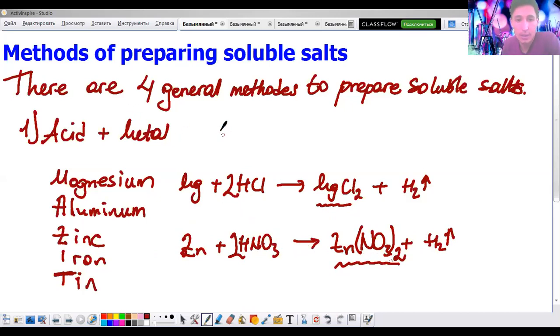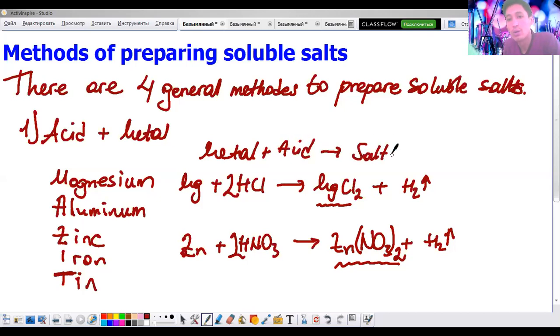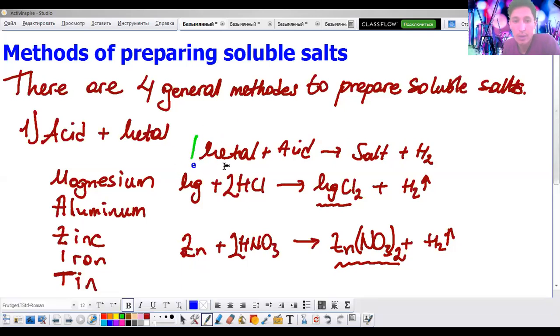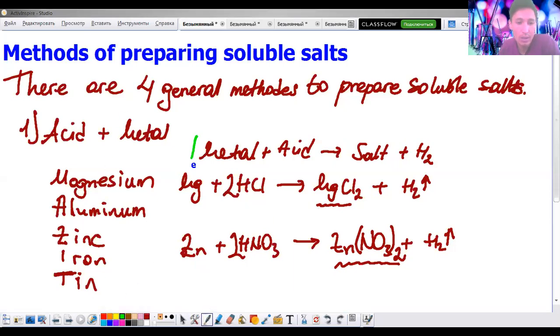So here is also another rule: metal plus acid produces salt plus hydrogen gas. So you need to write it. Put the video on pause and start to write.